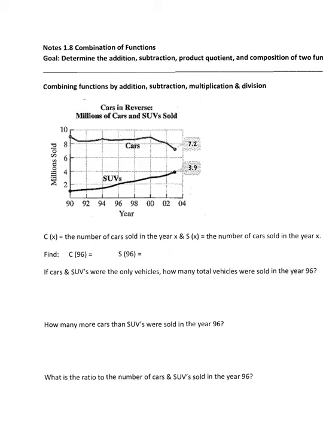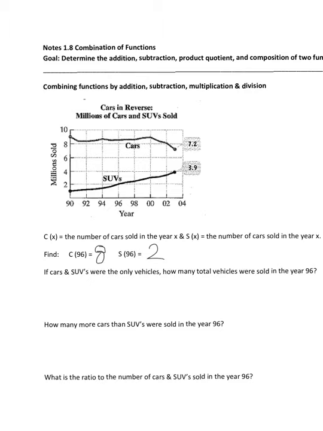So if we want to find C of 96, what we're going to do is go to the year 1996, and then C, which is right there, and it's right above 8 million, probably about 8.5, but just for nice round numbers, I'm going to put it as 8. So what this function tells us is that in the year 1996, there were approximately 8 million cars sold. And then S of 96 means in the year 96 how many SUVs were sold, and that would be 2 million.